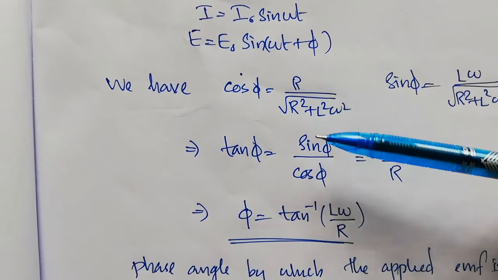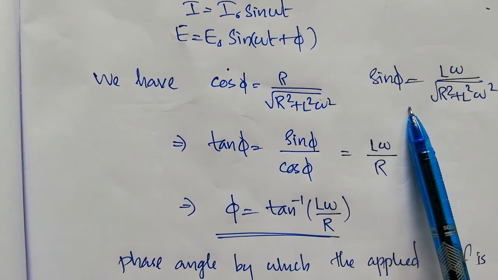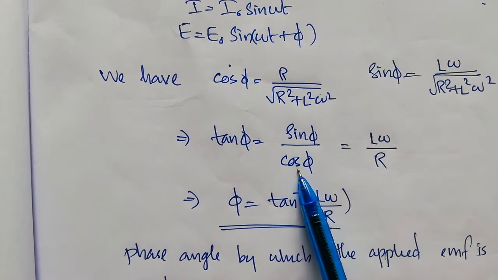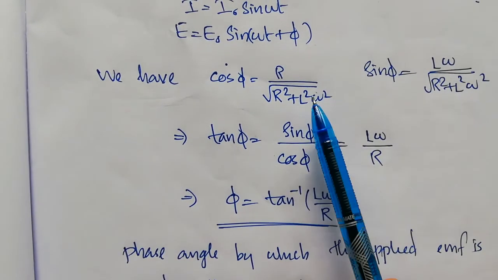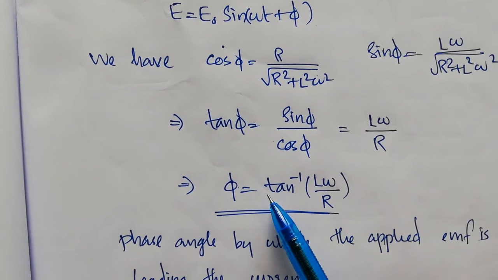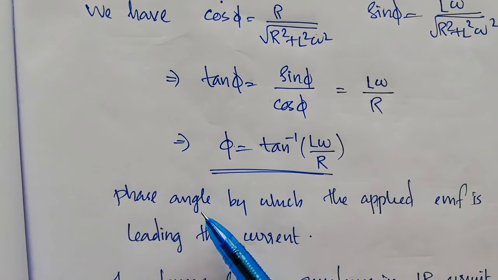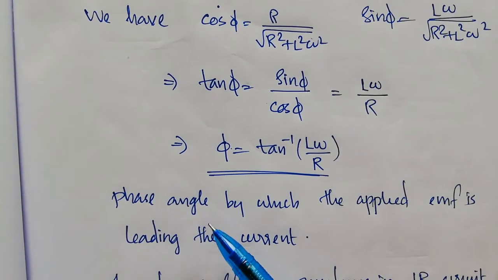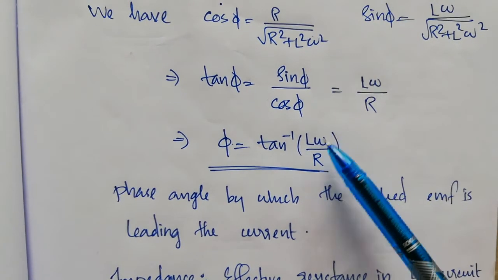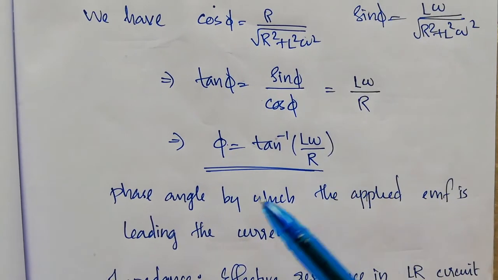We have substituted in this derivation cos phi equal to this and sin phi equal to this term. From this we can write down tan phi, which is equal to sin phi by cos phi. From this we get L omega by R, and the denominators got cancelled. That is, phi is equal to tan inverse of L omega by R. That is the expression for the phase angle by which the applied EMF is leading the current in a series LR circuit. As we are preparing a circuit with the components L and R of known values, we can find out the phi.